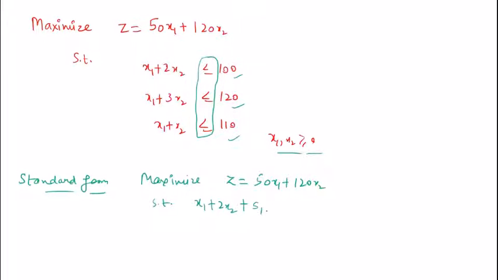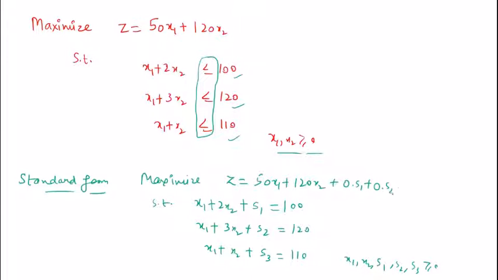So plus some first slack variable, the second constraint changes to plus s2 equals 120, and the third constraint changes to plus s3 equals 110. So this is our standard form. We know the slack variables by default have zero cost, so you also need to reflect that in the objective function. Once you have done this part, we are ready to write the MATLAB code for it.